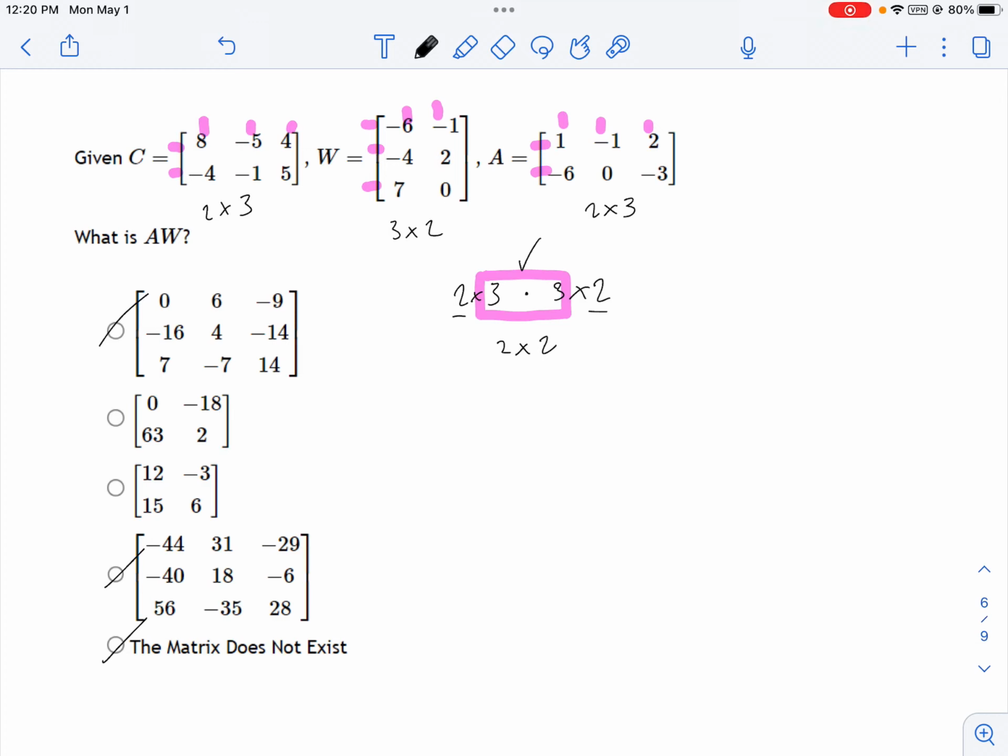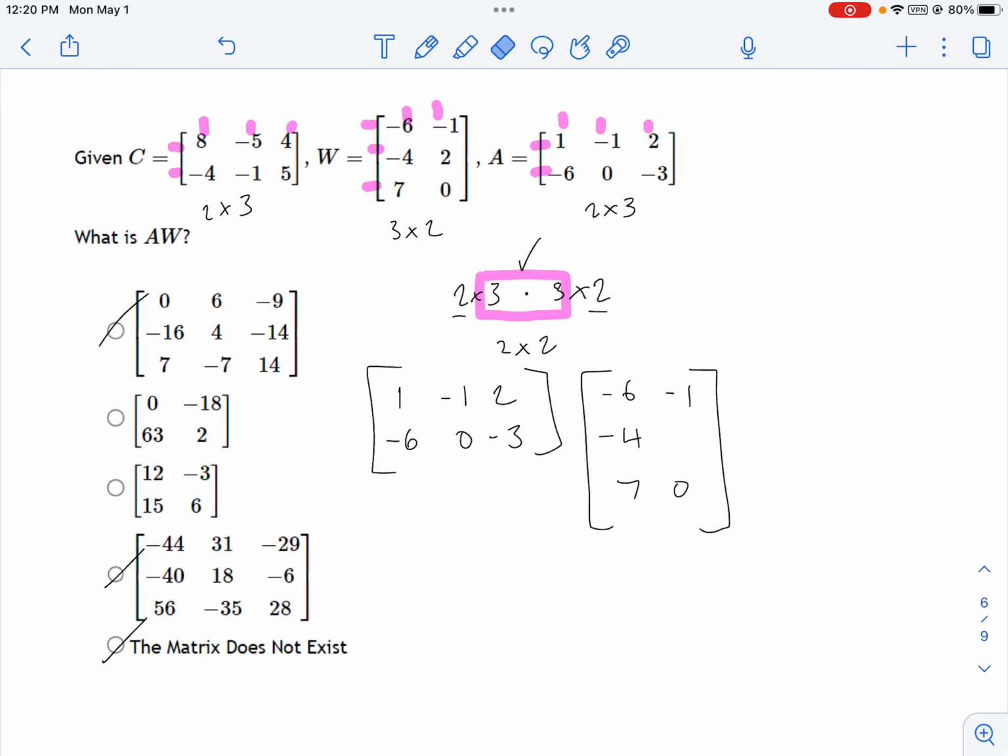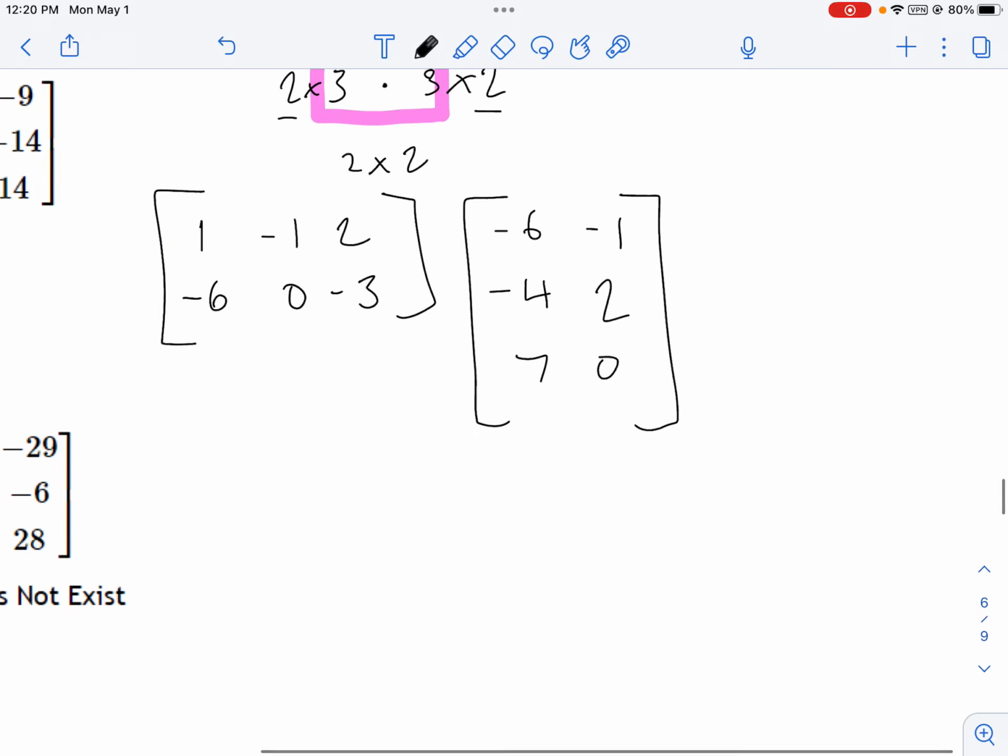Well, first off, let's write our matrices. A comes first, and our A matrix is 1, -1, 2, -6, 0, -3. Okay, and then we write our W, which is going to be -6, -1, -4, 2, 7, 0. Okay, now in order to multiply any matrices together, you remember that it has to go row by column. Row by column, row by column.